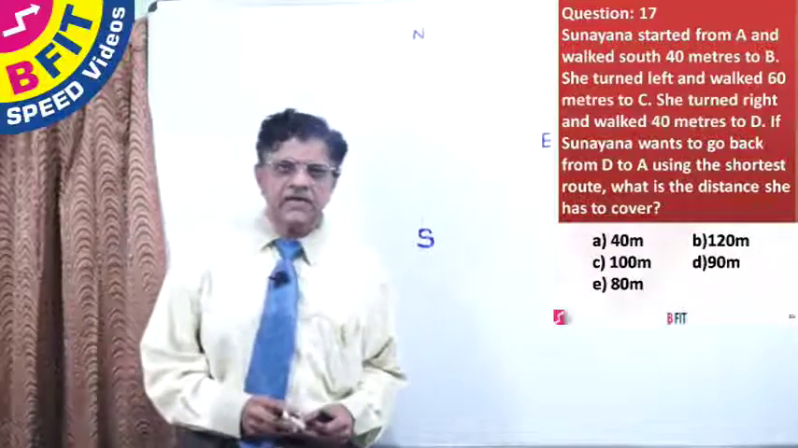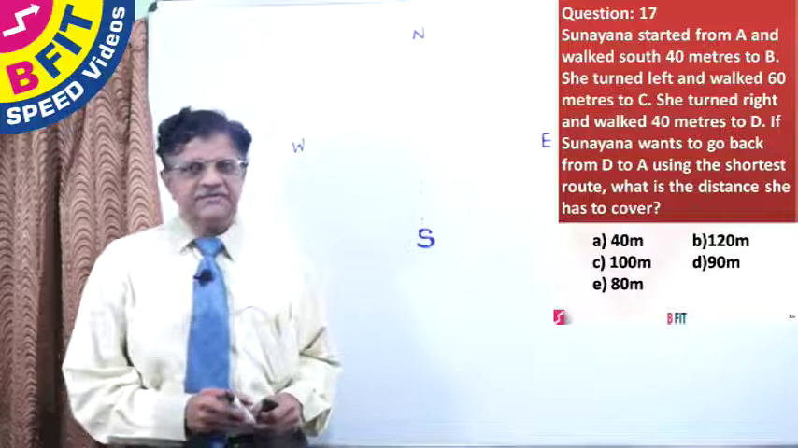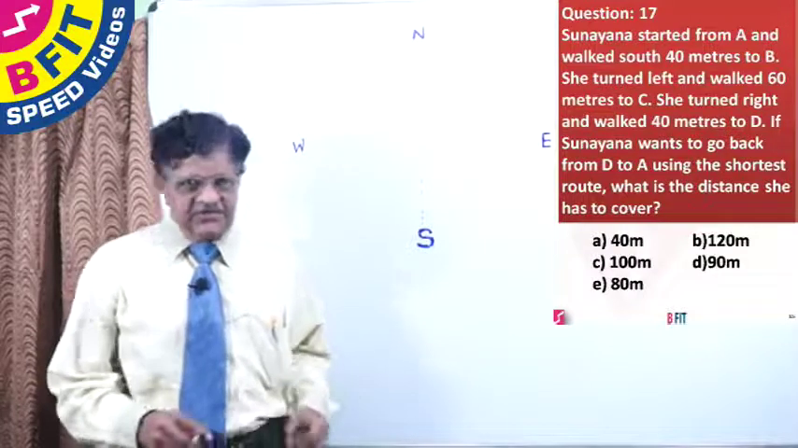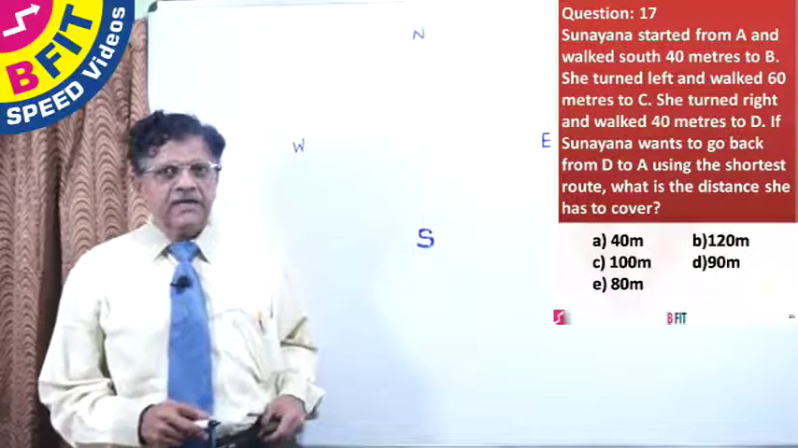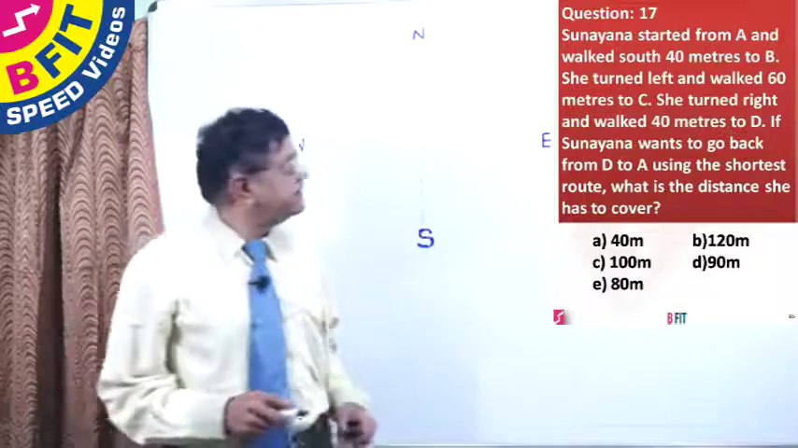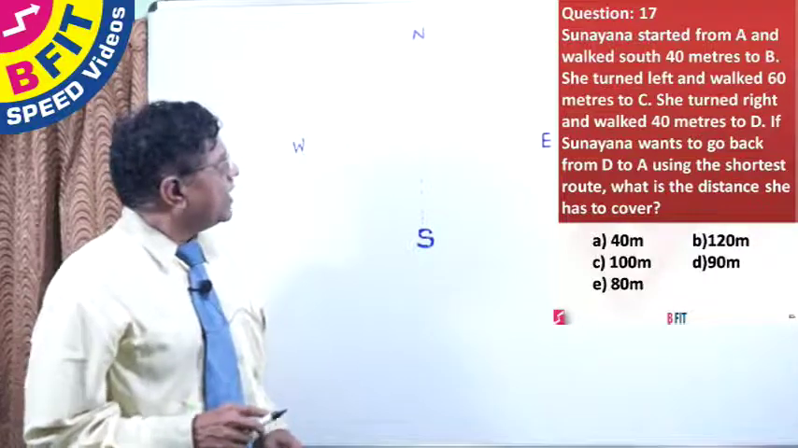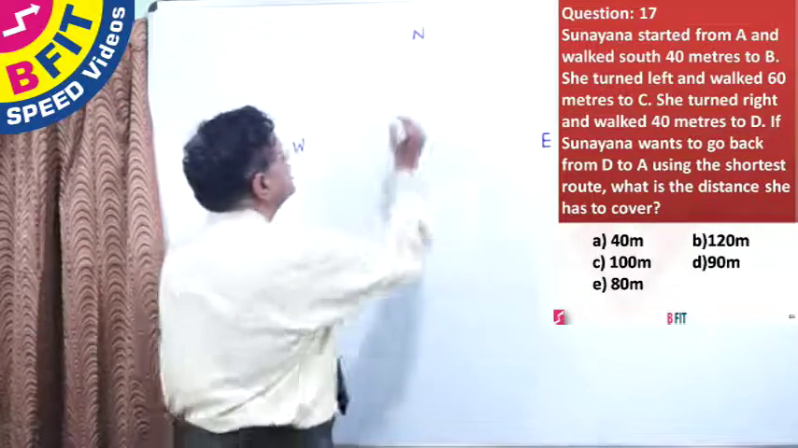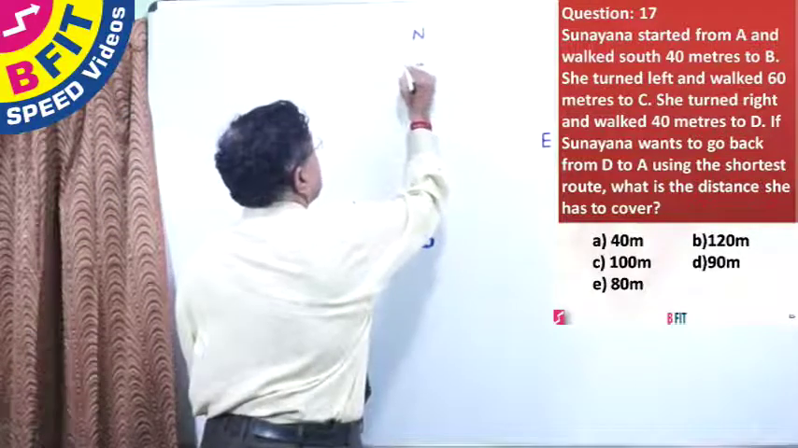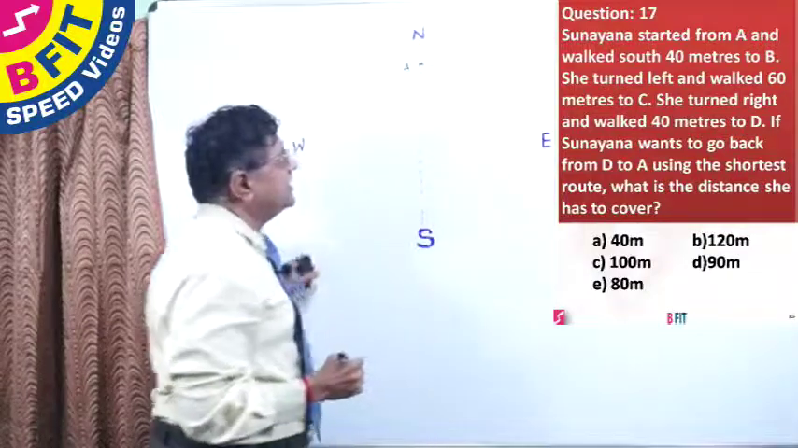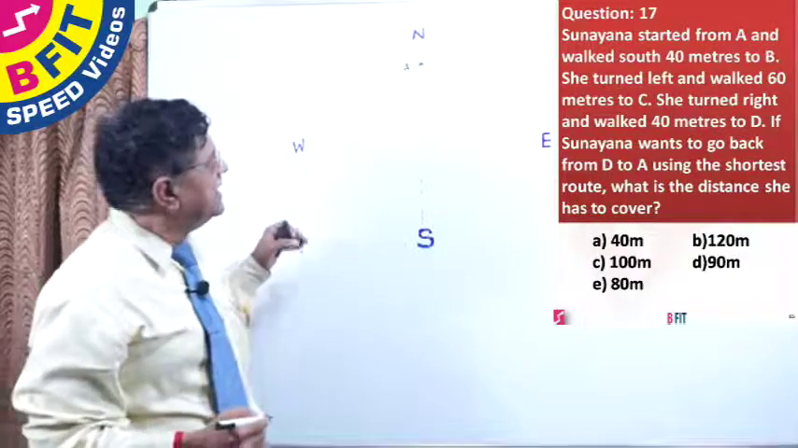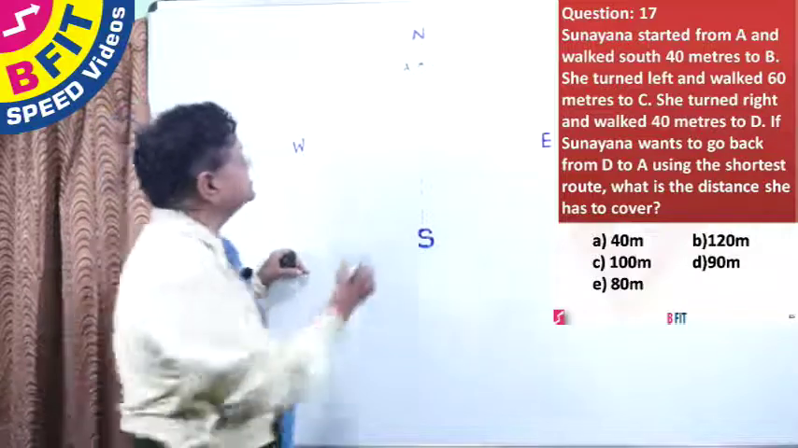This is another new type of question and an interesting question. Let us try to solve it. Sunayana started walking from A and walked south 40 meters to B. So this is where A is. Sunayana is walking from A south 40 meters to reach B.